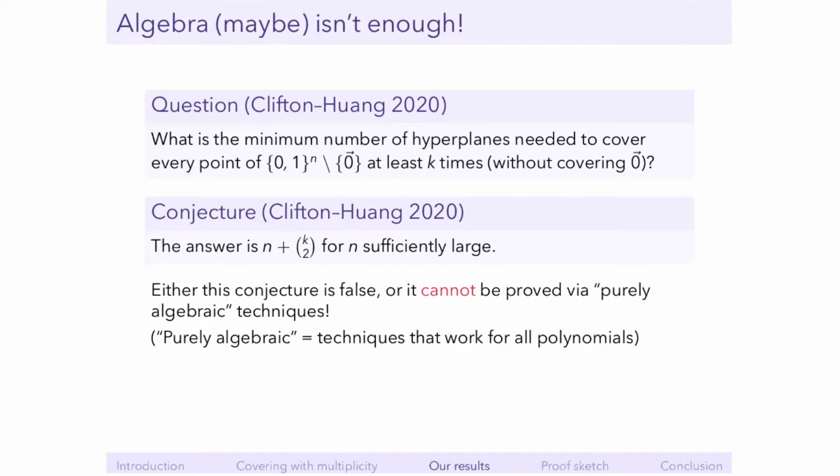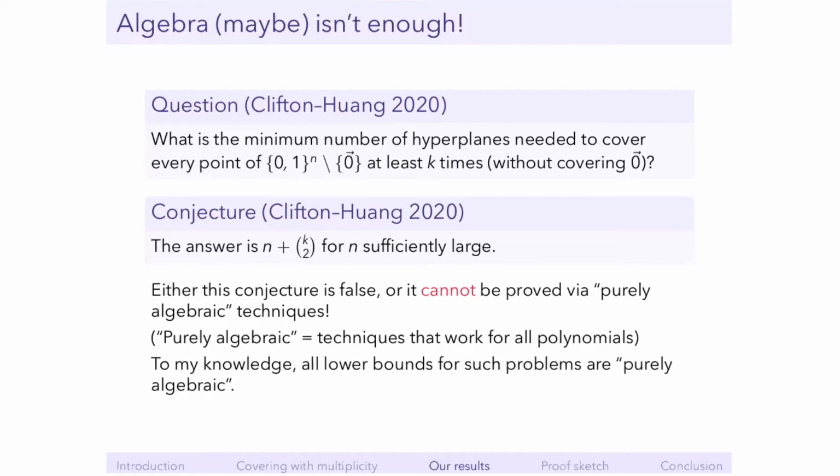And this is interesting because, as far as I know, for any question of this type, all lower bounds do rely on these purely algebraic techniques, like the combinatorial Nullstellensatz and things like this. So this is some sort of barrier result, where if you want to prove a conjecture of this form, you really need to go beyond these purely algebraic techniques, because for the algebraic question, the correct answer is strictly smaller than the conjectured correct answer for the hyperplane question.